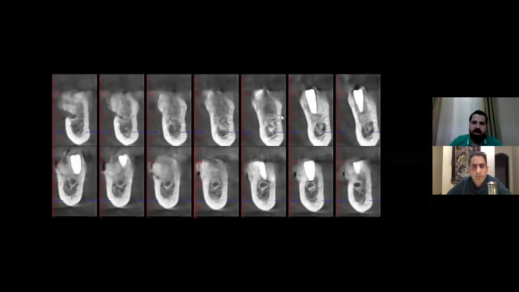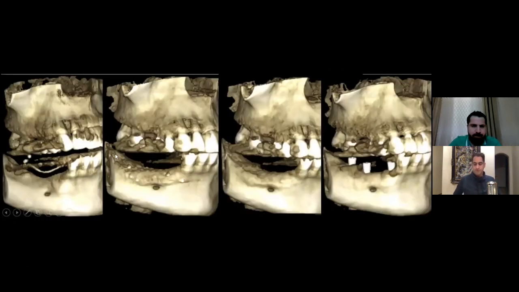So this is the case after placing our implants. This is the healing at 4 months after placing the implants. This is implant number 4, this is implant number 6, and this is implant number 7. And this is the sequence of the case. If you see how the defect was here, how straight it is here, okay? So let's say here we had a little bit of vertical augmentation, let's say 2 millimeter, and horizontal augmentation.